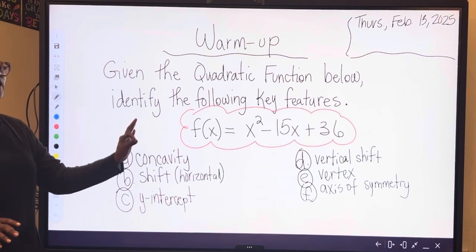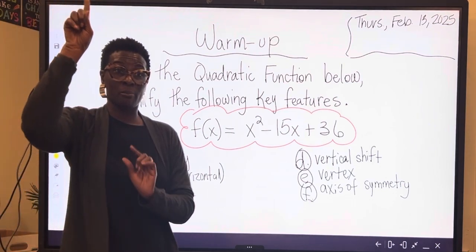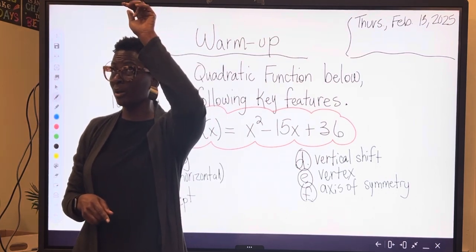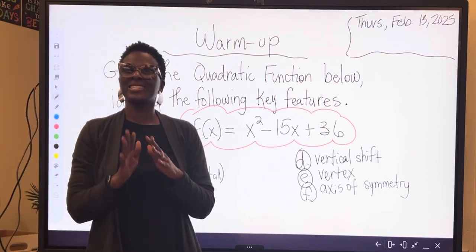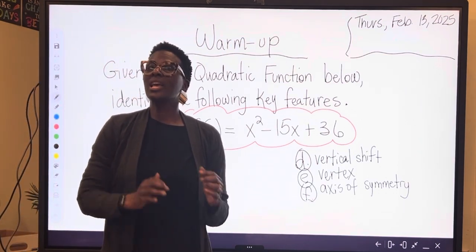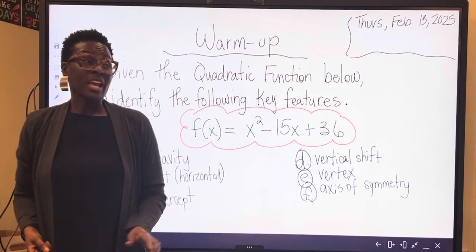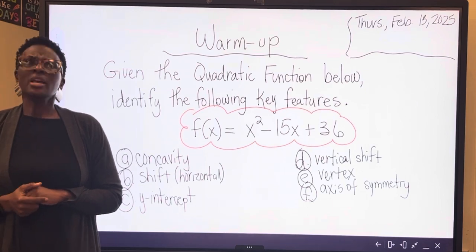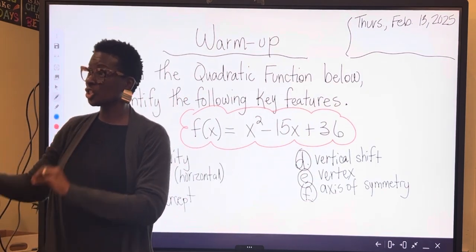All right. So standard form gives us our a, which talks about our concavity. Positive opens up, minimum. A negative opens down, we have a maximum. And then b doesn't tell us our shift. It tells us if we have a shift. Are y'all with me? Yes. If you have a b, and what is the b in this case? Negative 15. If you have a b, then that means you have a shift.